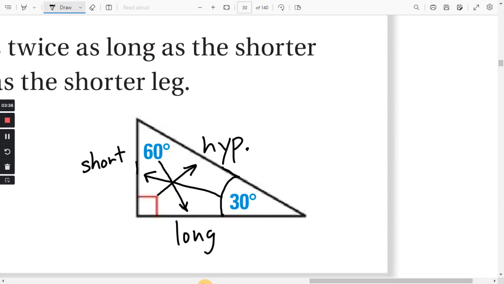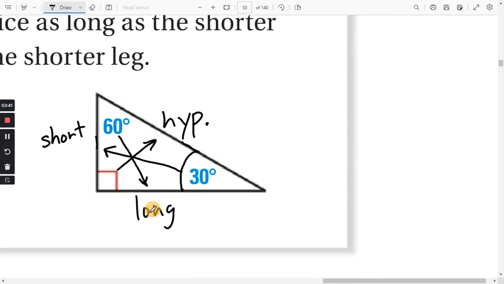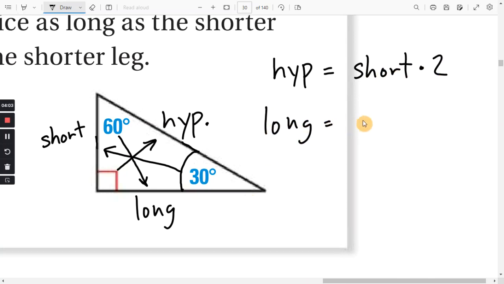There are actually 2 formulas based on the short leg. If you recall, the hypotenuse is going to equal the short leg times 2. And the long leg is going to equal the short leg times radical 3. So you need these 2 formulas for the 30, 60, 90 triangles.